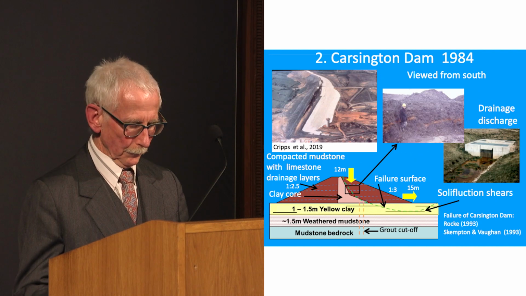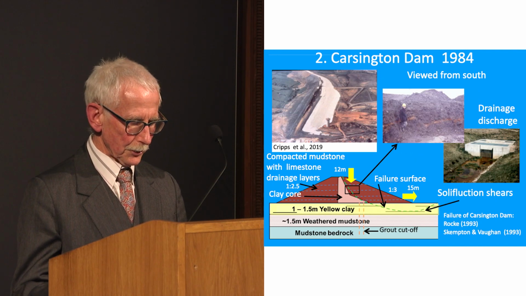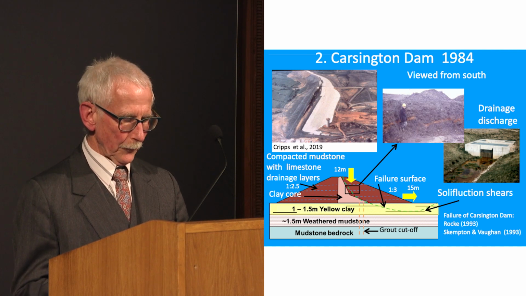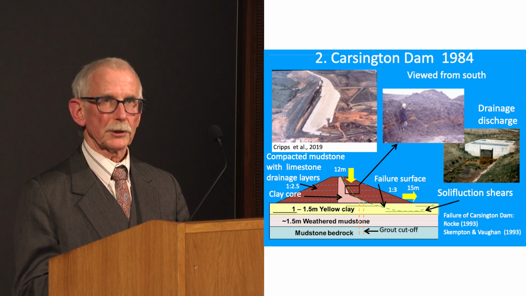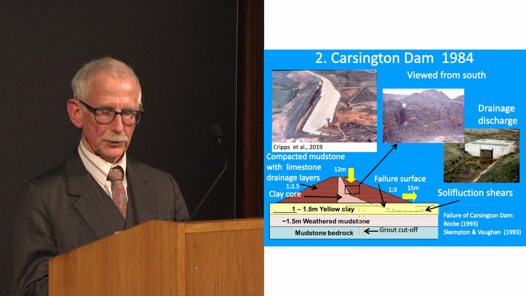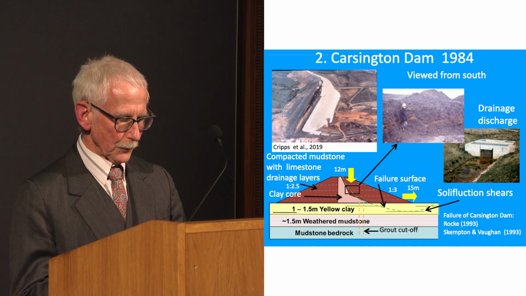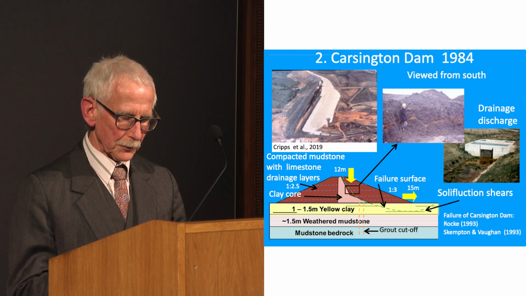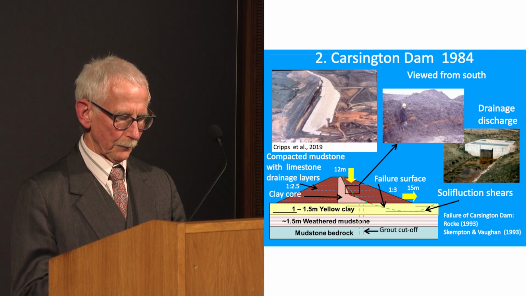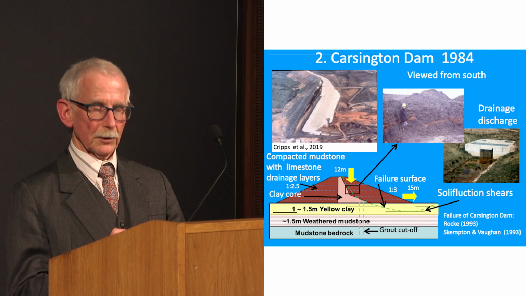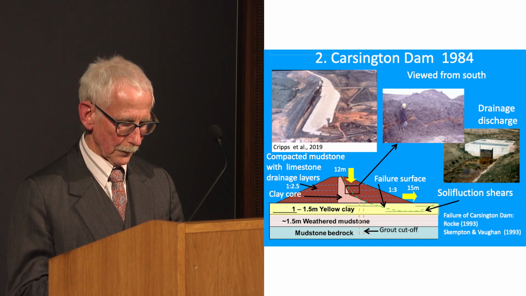The second example concerns the reconstruction of Carsington Dam, which is situated near Matlock in Derbyshire. It's part of a pump storage scheme in which water is extracted from the River Derwent via connecting tunnels and returned there when required to augment the flow. The dam was constructed out of compacted Bolland shale with crushed limestone drainage blankets, and so far as we know, no allowance was made in the design for the effects of pyrite or for the degradation of the mudstone as it was excavated, transported, and compacted in the dam.